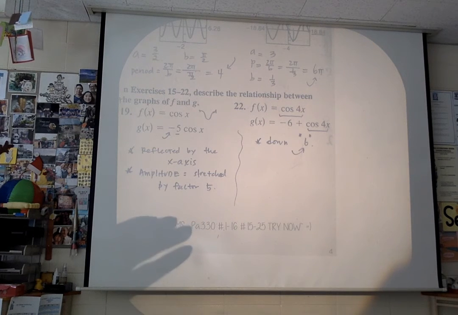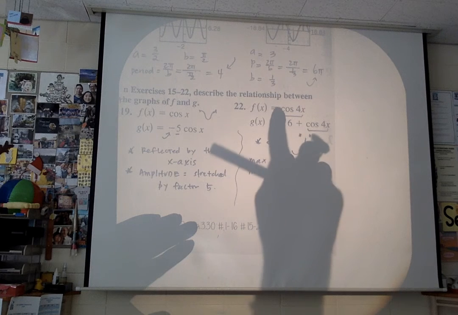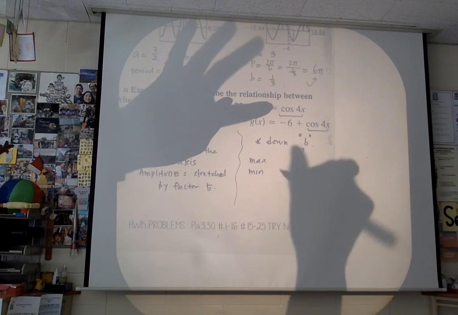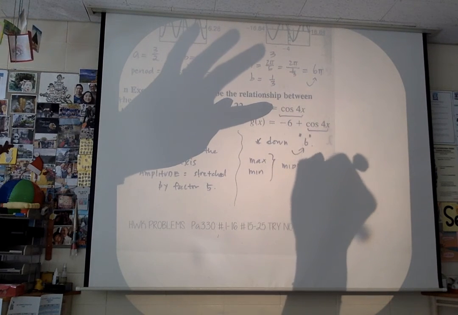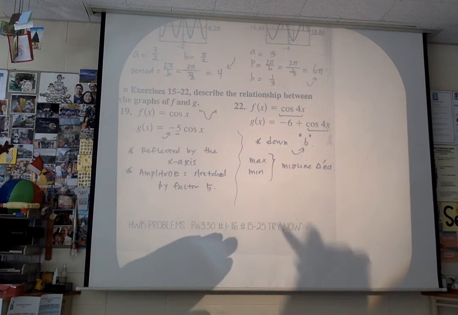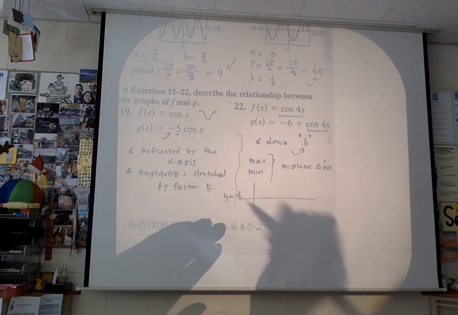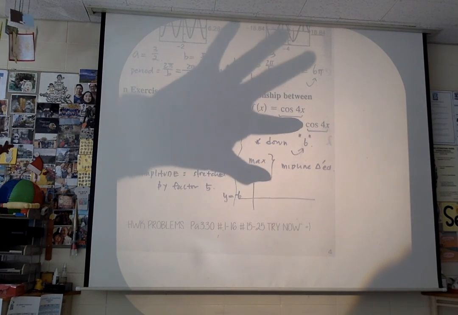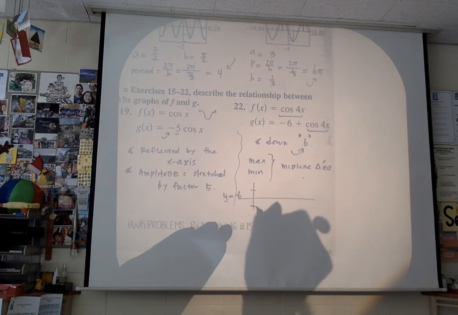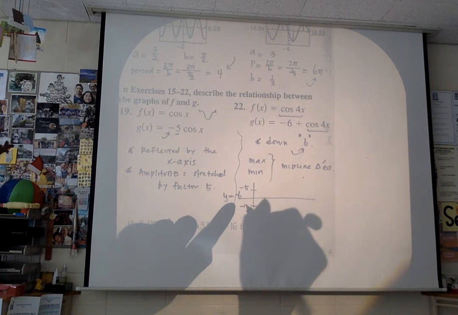Okay. Now, so that means the max and the min are affected, right? It used to be 1, and the midline changed. So midline changed. Okay, midline changed. That means this graph here, you guys, y equals -6 is your midline. But your amplitude is the same. Your amplitude is still 1. So if you were graphing this, I need you to label this as -5 and -7.